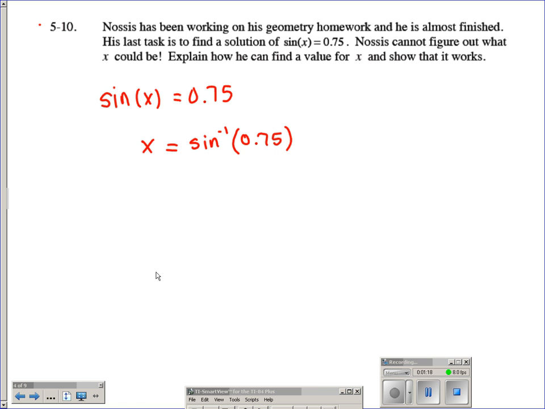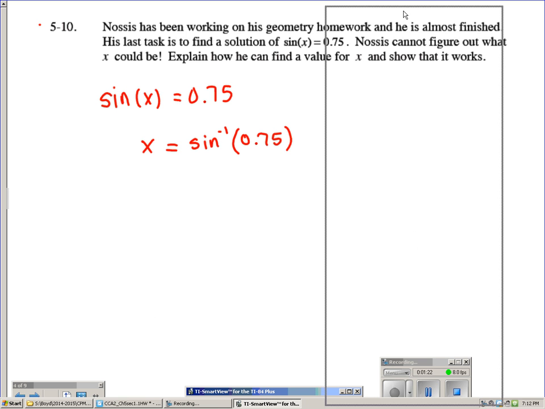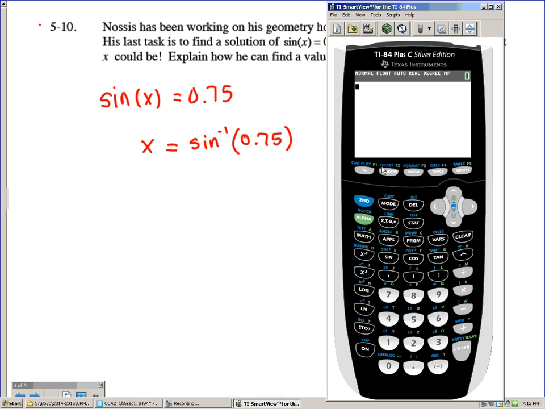To do that, I can't do it in my head, so I'm going to get out my calculator. And I'm going to look at it and say, first of all, is it in degree mode? To check on an older calculator, press mode. Make sure you're not in radian, make sure you're in degrees. I'm in degrees, so I can quit, second quit.